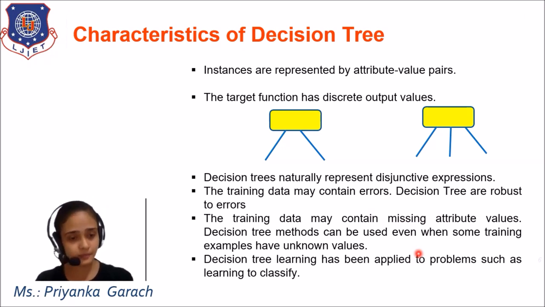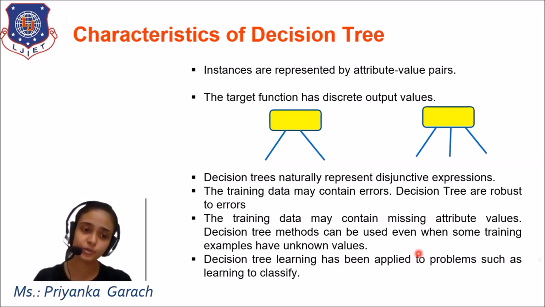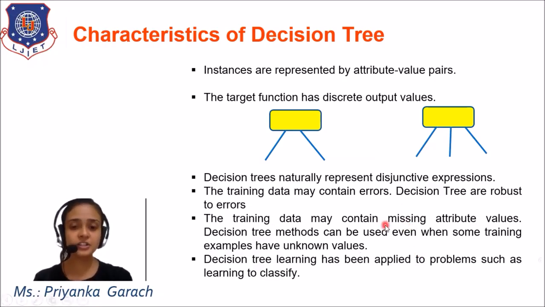But compared to the simple linear regression model, the decision tree can easily handle the missing attribute values which are present in the training data. So they are telling like this. Also, decision tree learning has been applied to problems such as learning to classify.